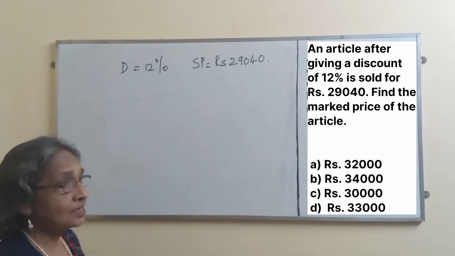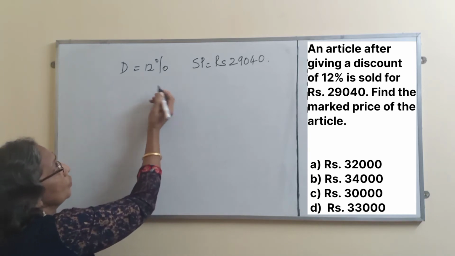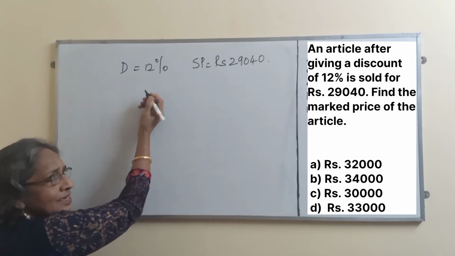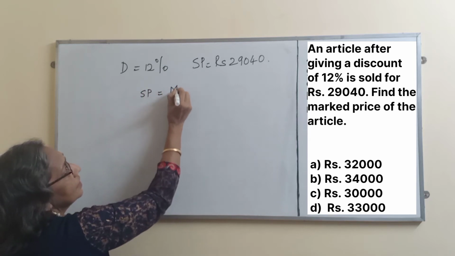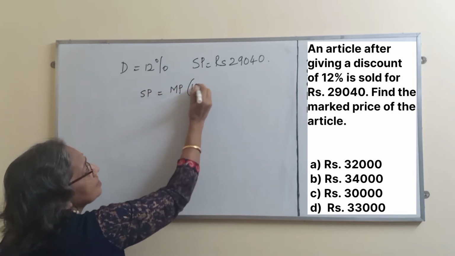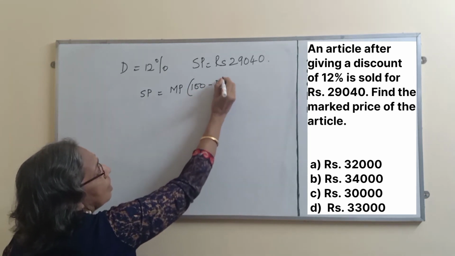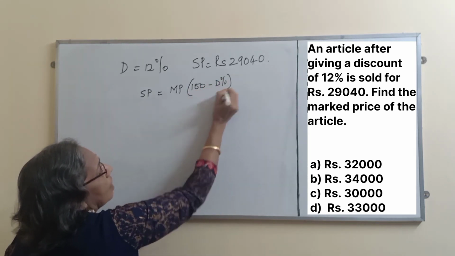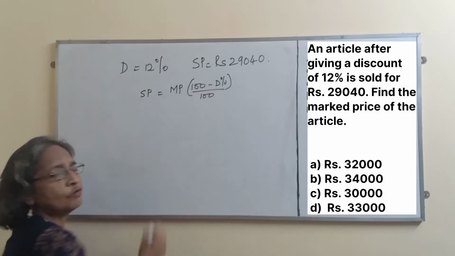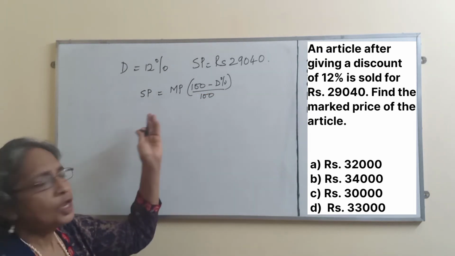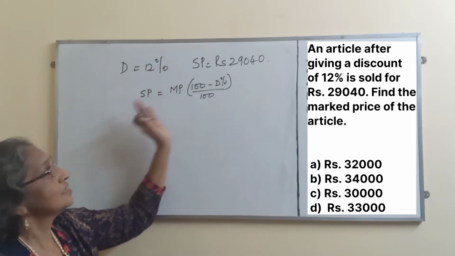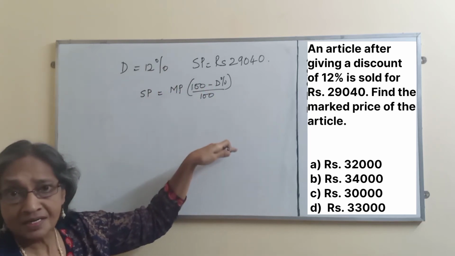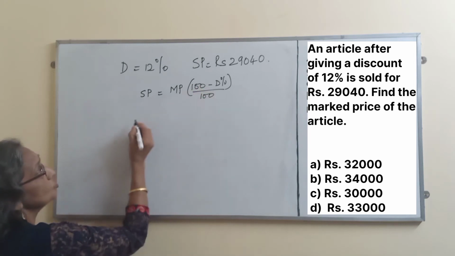So let's do this. There is another formula that you can use. The selling price is directly the marked price times (100 minus the discount percent) upon 100. Now this is a formula that can be used. If you are given the marked price, you can put the marked price and get the selling price. We could have done this in the earlier sum also. So let's do this here.